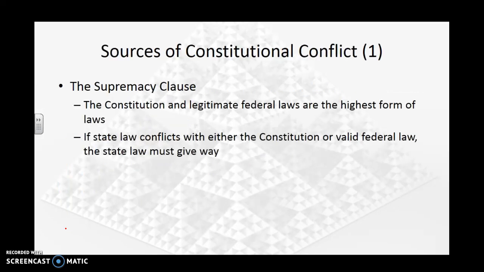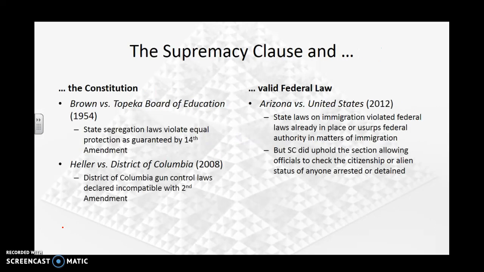The Supremacy Clause says very simply that the Constitution and legitimate federal laws are the highest form of law, and if state law conflicts with either of those, then the state law has to give way. And here's a few examples of those. Again, you can read, I imagine, so I'm going to let you read those. Any questions, do ping them to me afterwards.